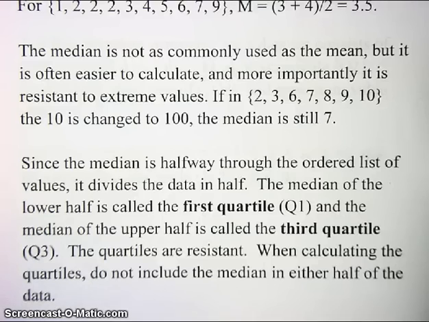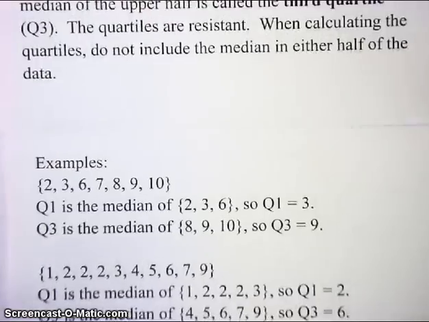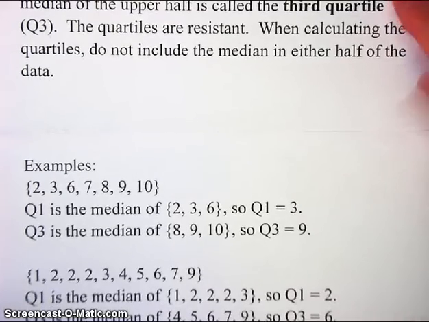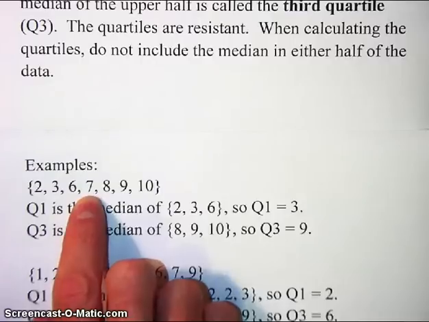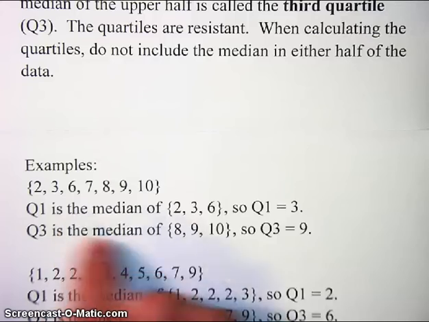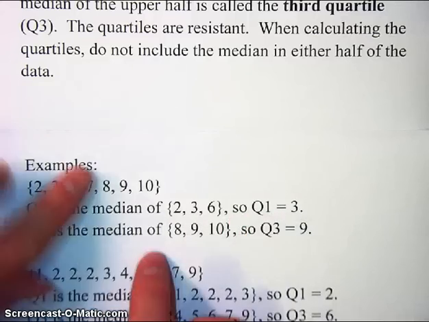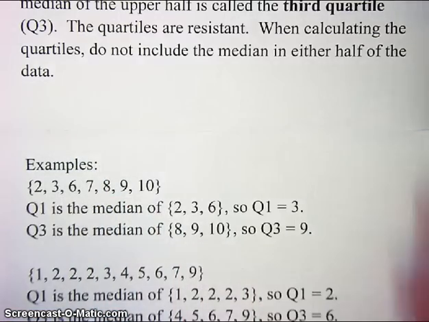When you're calculating the quartiles, you do not want to include the median in either half of the data. Here's how that would look. If you have this list right here, we're not going to include the median in the lower half, so we're just going to find the median of this 2, 3, and 6, which is 3, and that means the first quartile is 3. The median of the upper half, 8, 9, and 10, is 9, so that's Q3.